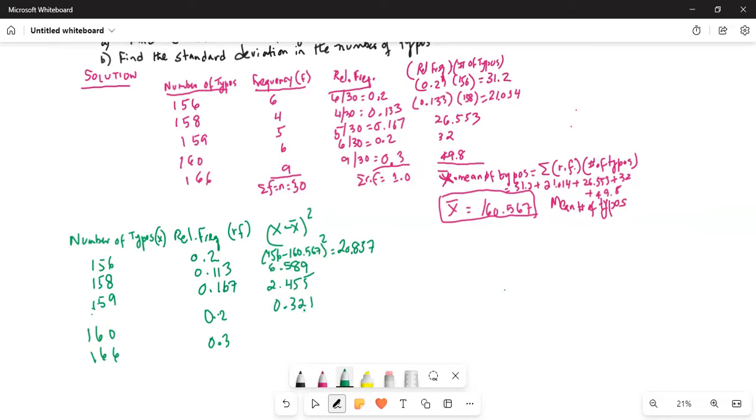And then the last one will be 166 minus 160.567, close the parenthesis, then square it, and that is 29.517.